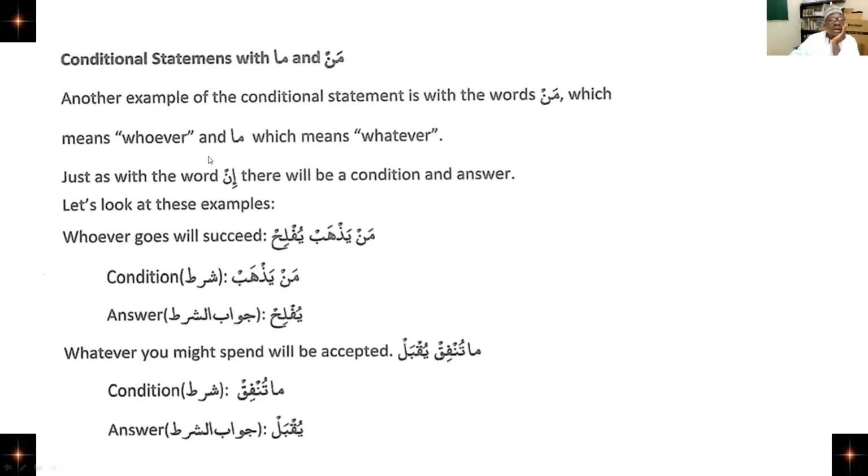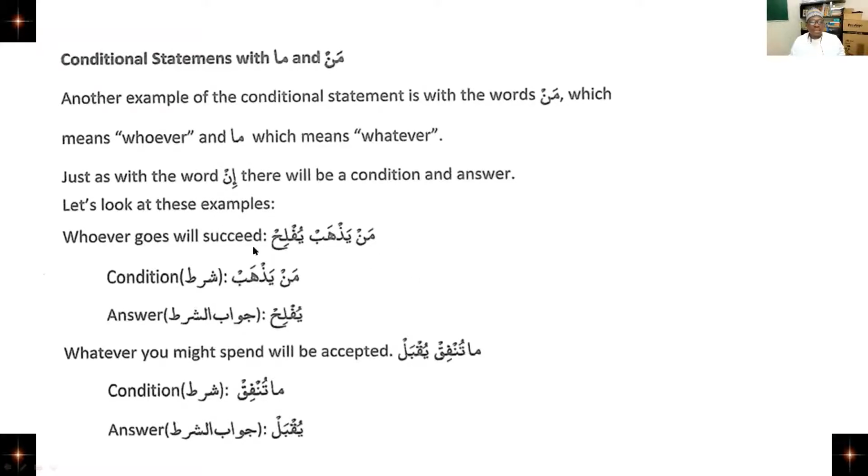Okay, so ma, alladhi. Ma is used for non-human beings, and man is used for human beings. Just as with the word in, there will be a condition and an answer. Also, let's look at an example.